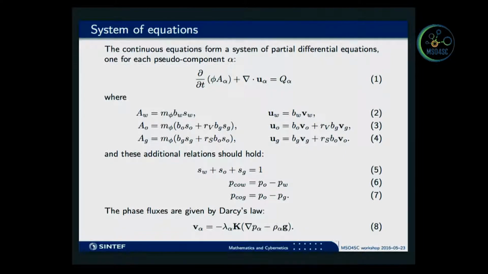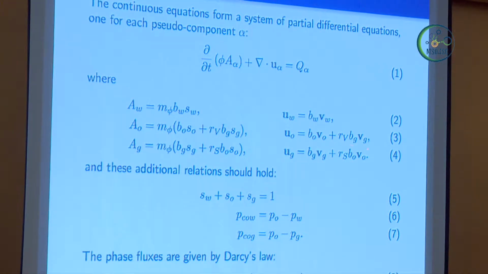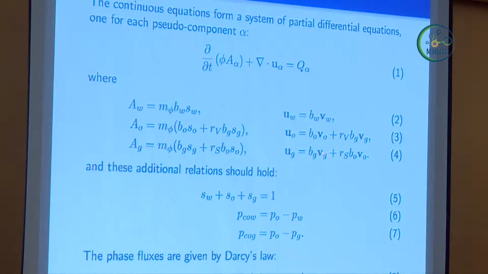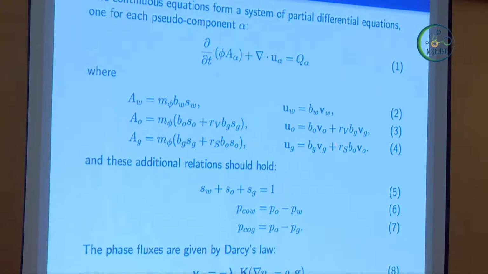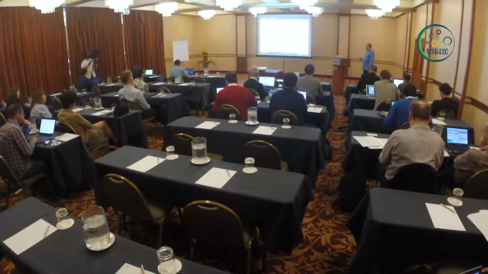So converting for the water is simple. It's just a proportionality. But the flux of oil takes into account oil in the oil phase and oil in the gaseous phase. And the gas component velocity takes into account gas in the gaseous phase and gas in the oleic phase. So that's part of the complexity here.